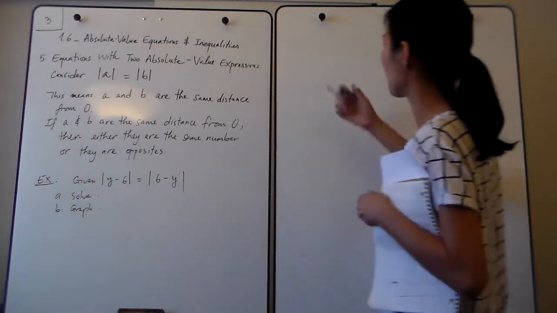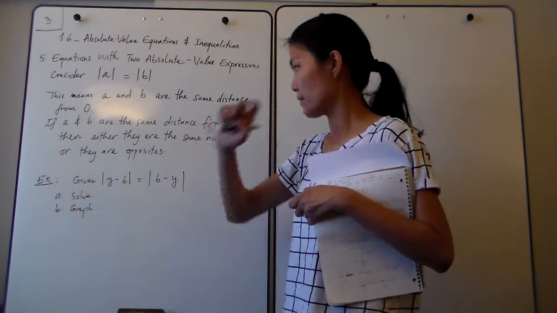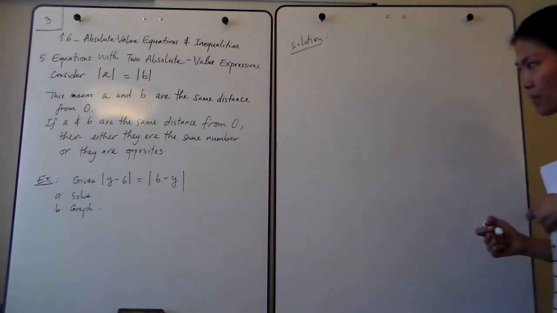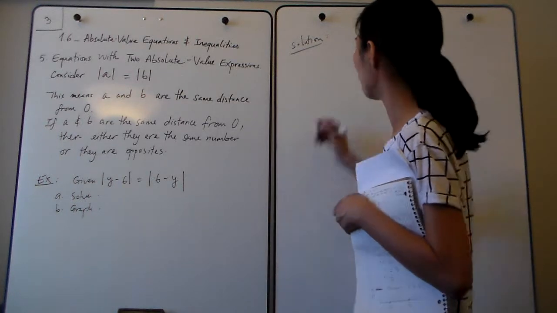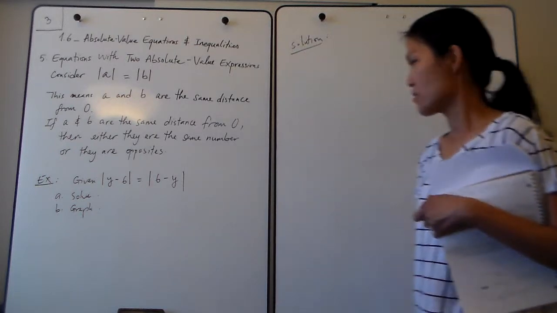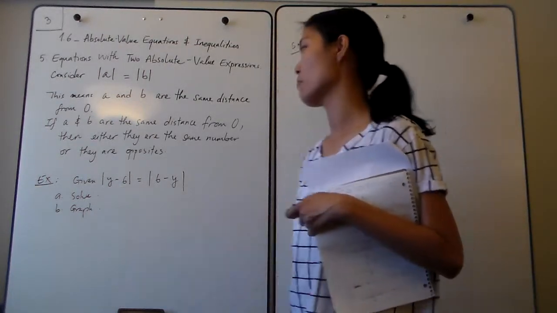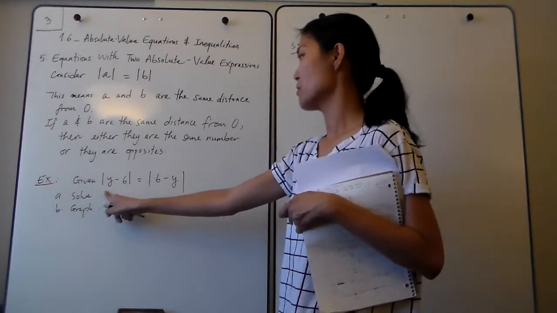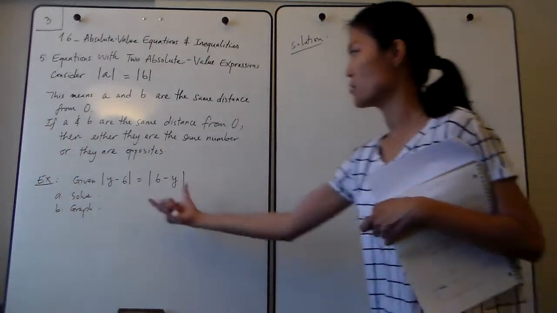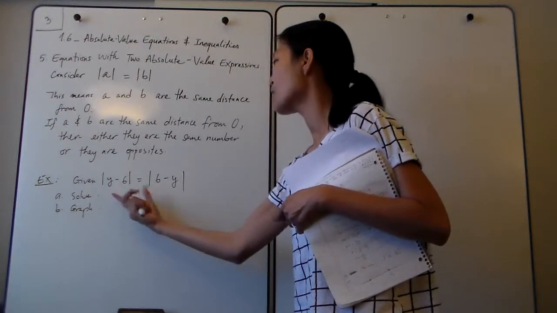So I'll start with solutions for this exercise. Given the absolute value of y minus 6 equal to 6 minus y, solve. So we know that this is the distance from y to 6, and this is the distance from 6 to y. These are distances. So if they are the same distance, distance 1 equals distance 2.